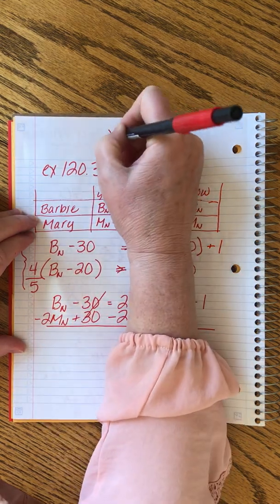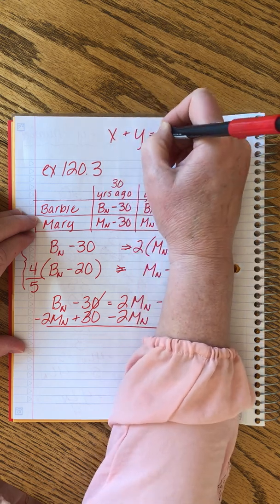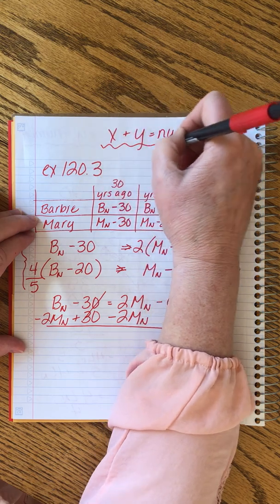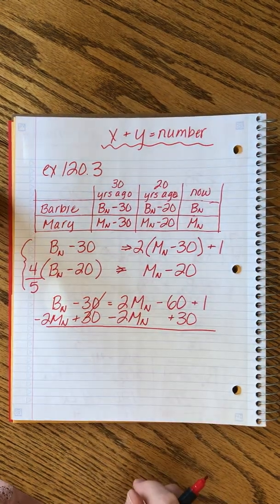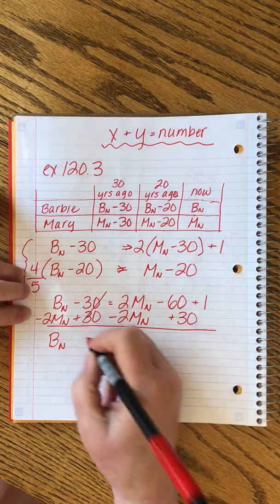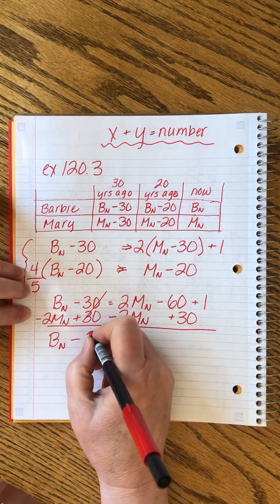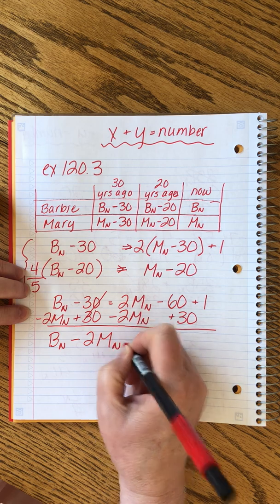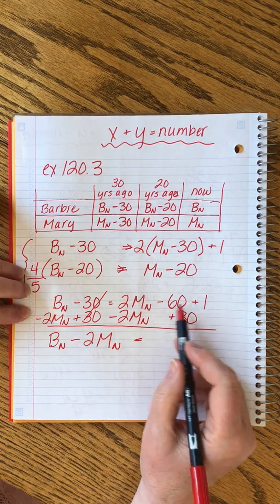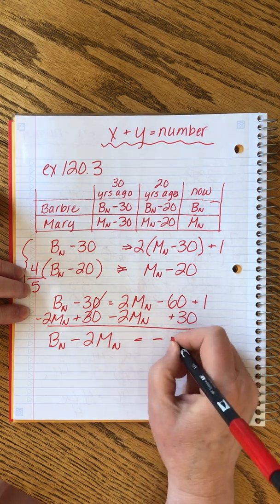We're getting them into this format is what I'm doing right here. Remember we said that when we want to eliminate, this is the format we want. So I'm going to have Barbie's age now, sorry, we've moved on from Brenda, minus 2 times Mary's age now is going to equal, let's see, this is minus 60 and plus 31 will be minus 29.